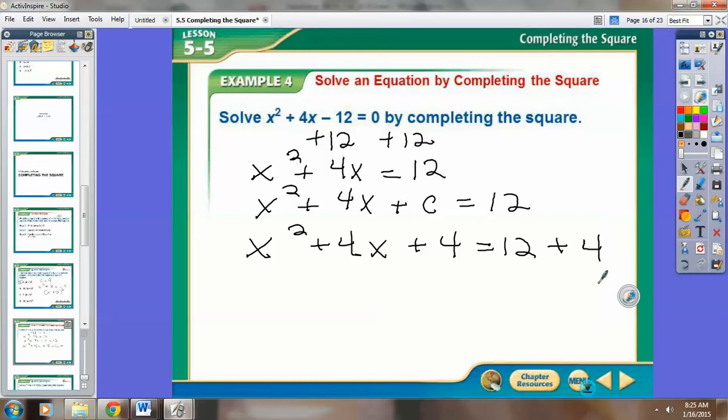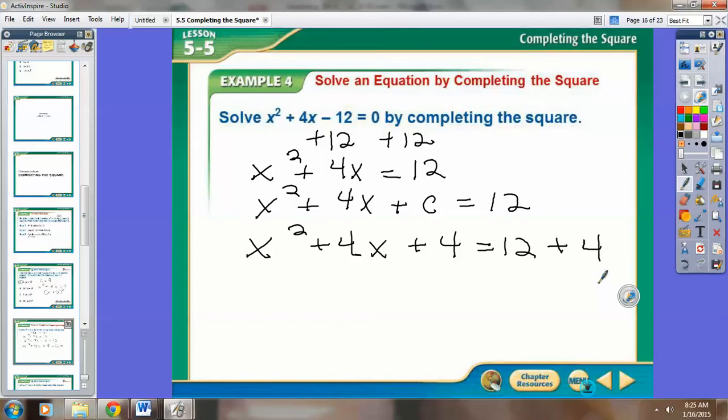Let me just stop and refresh what I just said. I had to figure out what I could put in here for c so that I have a perfect square trinomial. I can't complete the square unless it is a perfect square trinomial. If I add 4 here, now it's a perfect square trinomial. If I add 4 to the left side, I also have to add 4 to the right side. We have to add it to both sides of our equation. Now we should be able to do it just like we did yesterday.